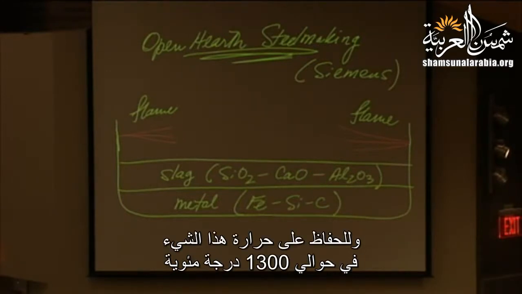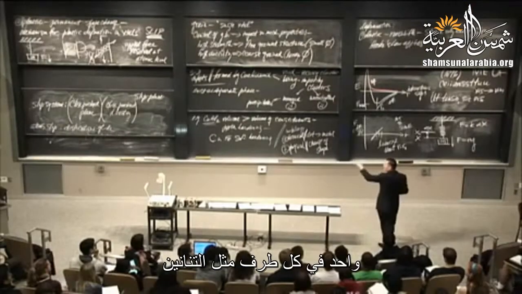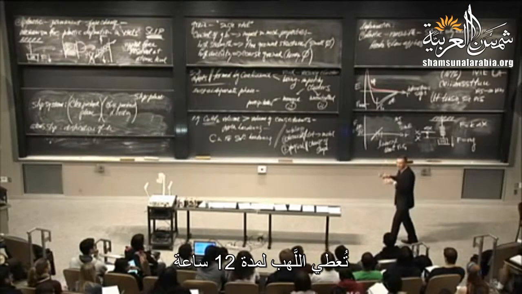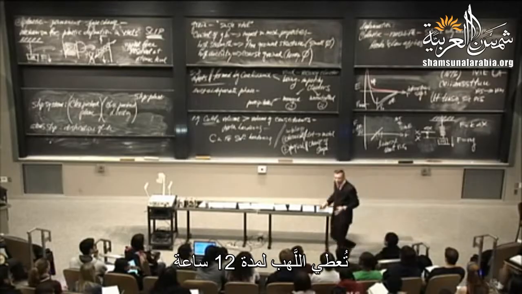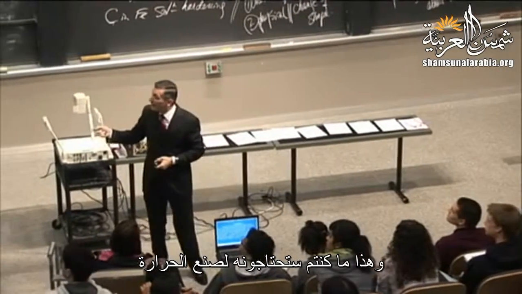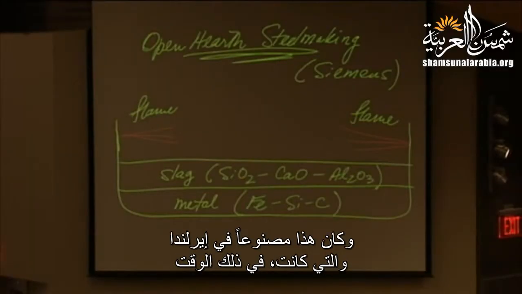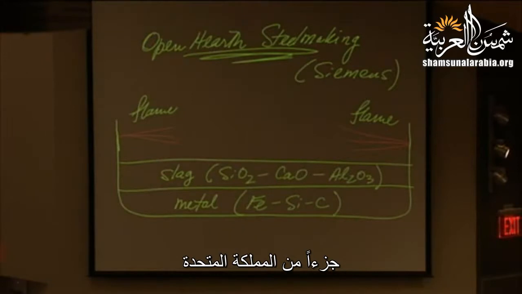To keep this at about 1300 degrees centigrade, you've got burners, two, one at each end, like dragons, blowing flame into here for about 12 hours. Twelve hours. That's what it took to make a heat of steel back in 1910. This was made in Ireland, which was at that time part of the United Kingdom.